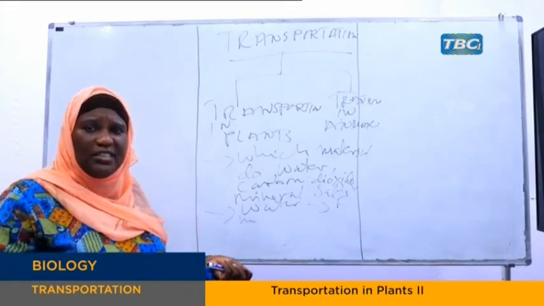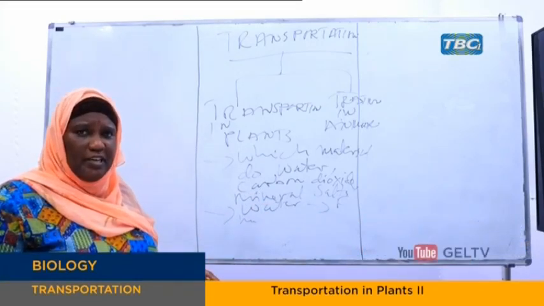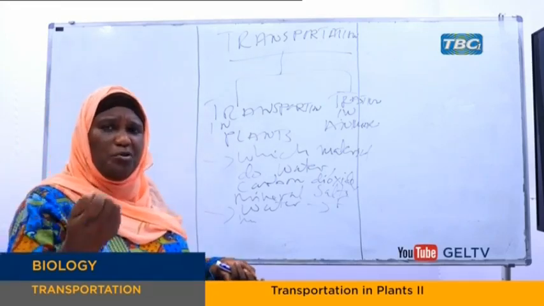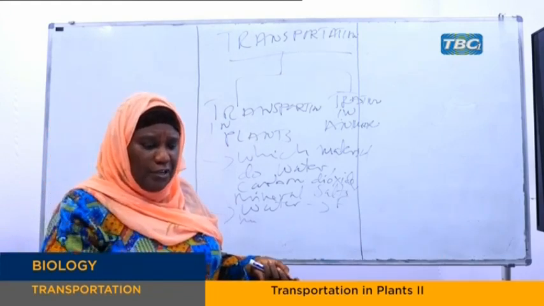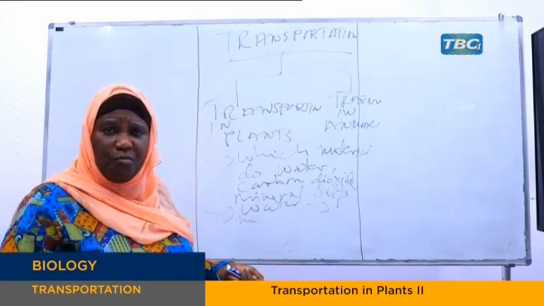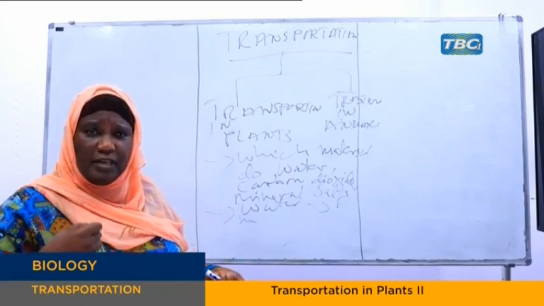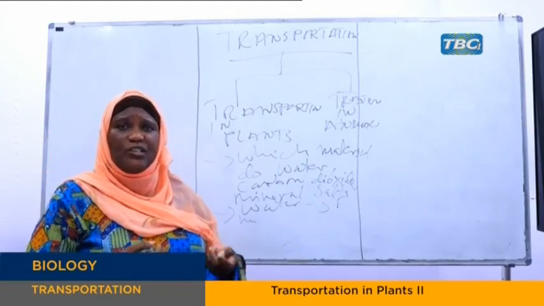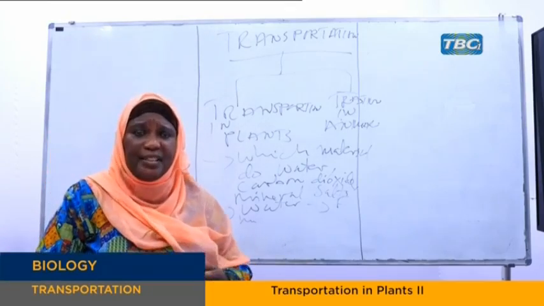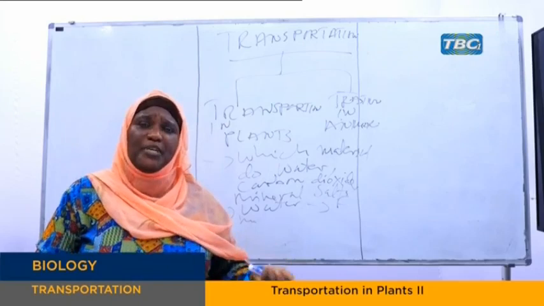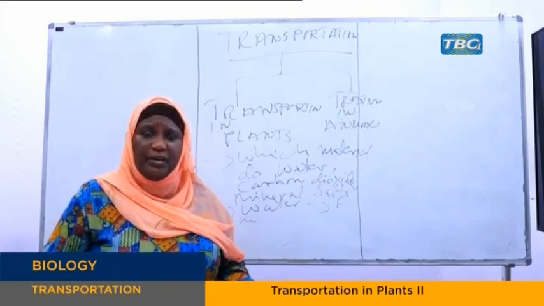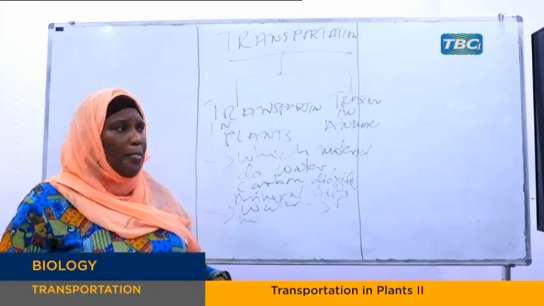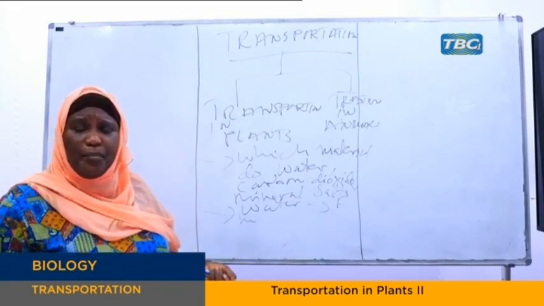You may also consider the case of animals, for example, human beings. You need food. Where do you get food? That food you take from the environment. You eat food. After eating, where does that food go? It goes to the stomach and it is digested there. Then what happens after digestion? After digestion, that food should be absorbed to different parts of the body.